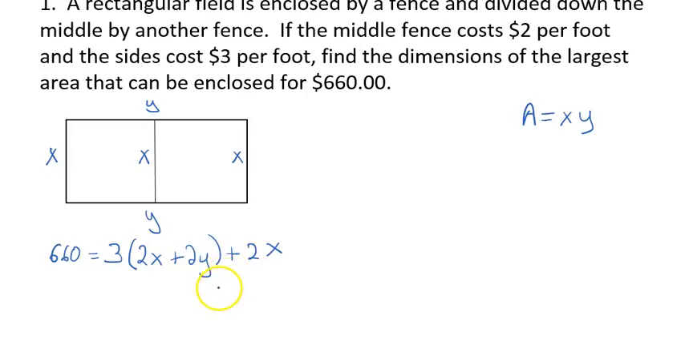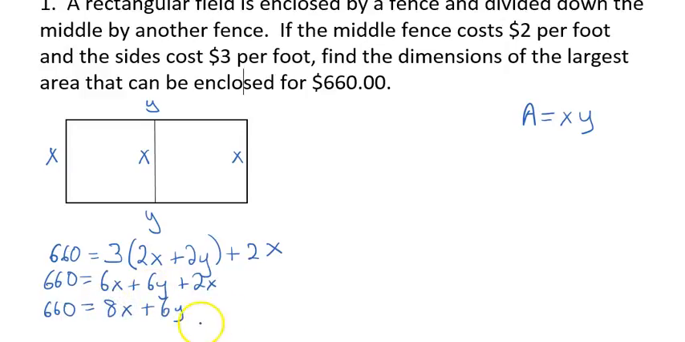Okay, this kind of works like some of those problems we've done before where we get down to one variable, because over here in our area formula we have 2 variables. So I have this equation that relates them and factors in the money that is needed. And so I can get this down to one variable. So the first thing I'm going to do is distribute the 3. So I get 6x plus 6y plus 2x. And then I'm going to combine like terms so that I have 8x plus 6y.